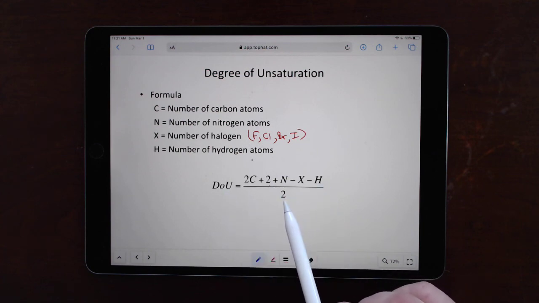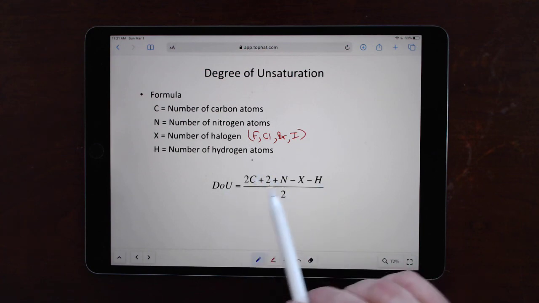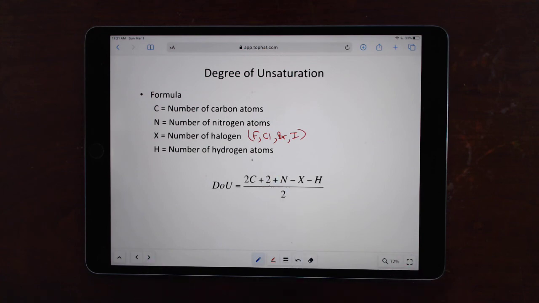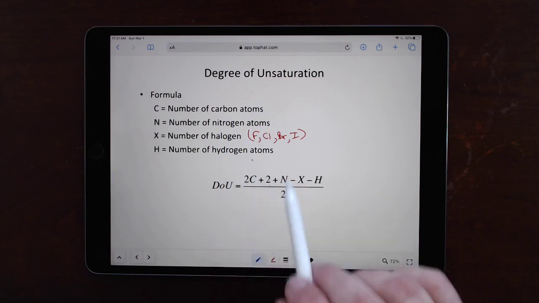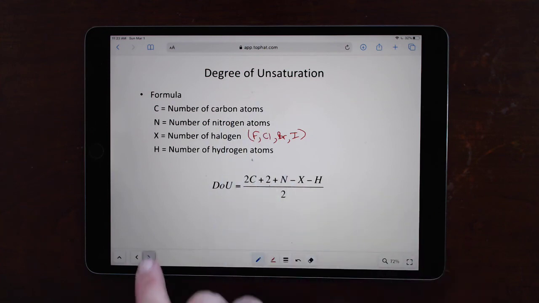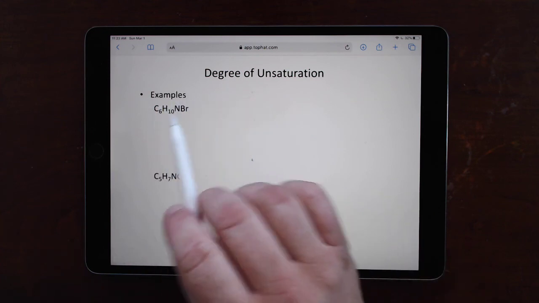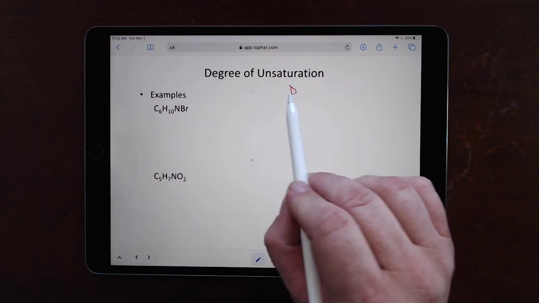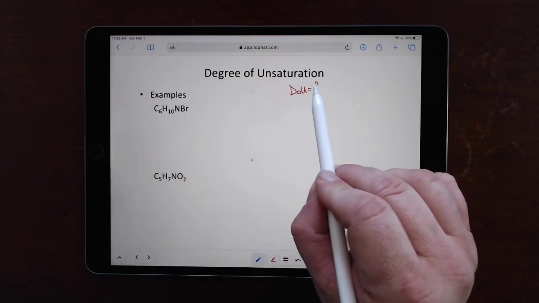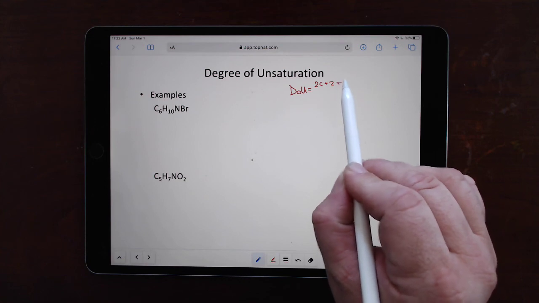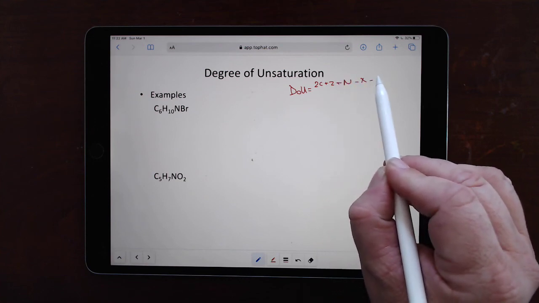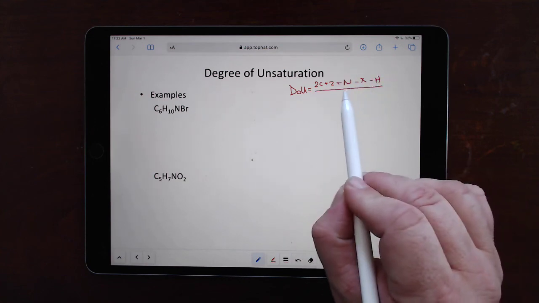All that divided by 2. Now this plus 2 is a constant, so that has to be in there. So don't forget it. On the test, I'll give you this formula. I won't give you the key, but I'll give you the formula. So remember the DOU is 2 times the number of carbons plus 2 plus nitrogens minus halides minus hydrogens, all that divided by 2.